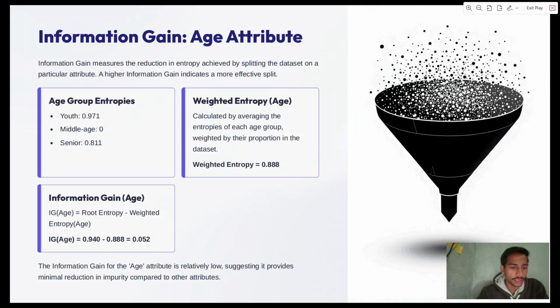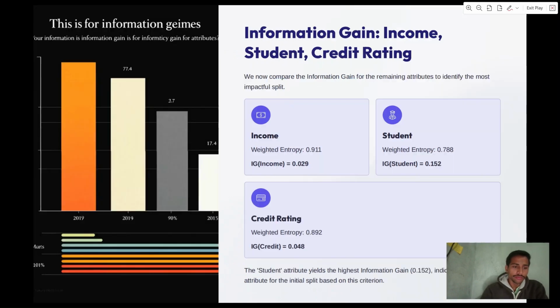Let's see the information gain comparison. We repeat the calculation for all attributes to find the winner. Income gives a gain of 0.029. Credit rating gives a gain of 0.048. Student gives a gain of 0.1152. Since student has the highest gain, it is the best attribute to choose for our first split.